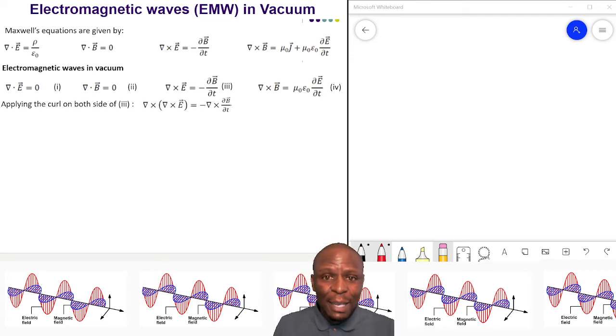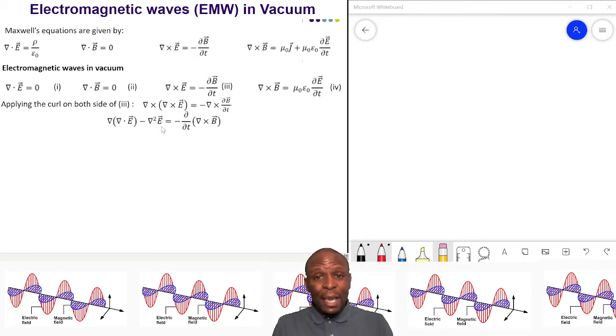Now let us just apply the curl. When we take the curl of this equation and then the curl of this equation, we can see what will happen. Now let us just start with this one. Let us take the curl of E. Now if we take the curl of E on both sides, this is what we are going to have. Now from there, the curl of a curl is just given as the gradient of the divergence minus the Laplacian. I think you still remember this from your previous vector class or maths class. So this is what you are going to have.